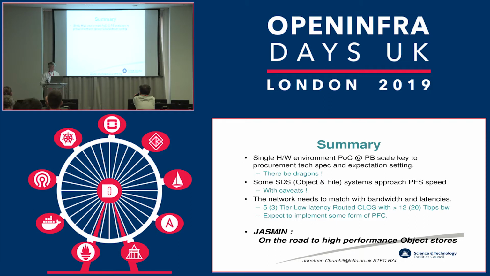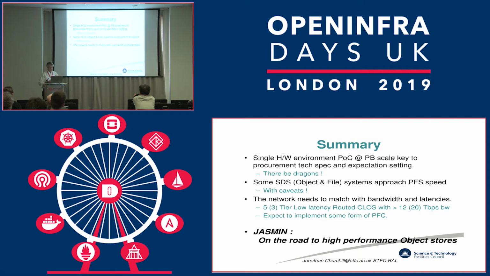So in summary, the key things from this: we have a single hardware environment, where we can take the same spec and run it across different pieces of hardware. But even with these things, there are dragons. We've talked about the issues with some of the storage vendors and the way in which their software falls off. We've talked about the ECN. An object file system can behave at parallel file system speeds, so that's great for us going forward. But there are caveats in doing that.